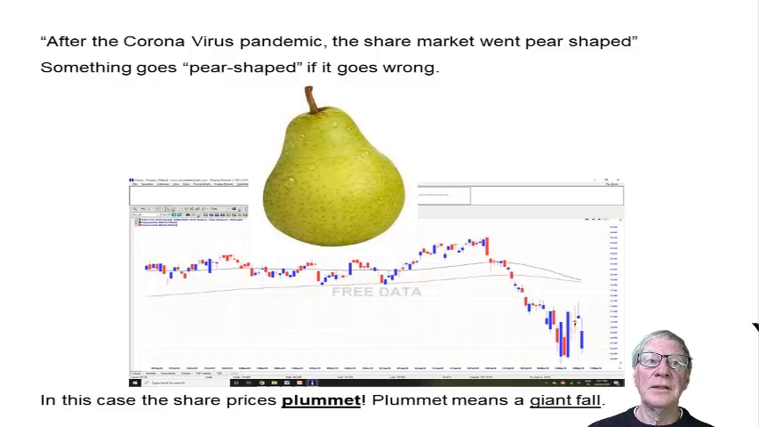In this case, the share prices plummet. Plummet means a giant fall. Plummet is a good word. It's not just fall. In this case, the share prices fell. It's plummet. Plummet is such a big word, a good word.